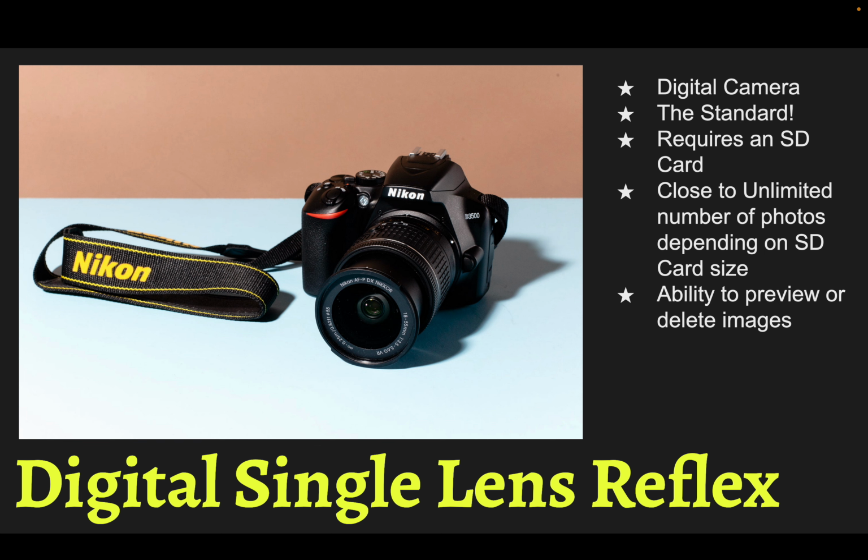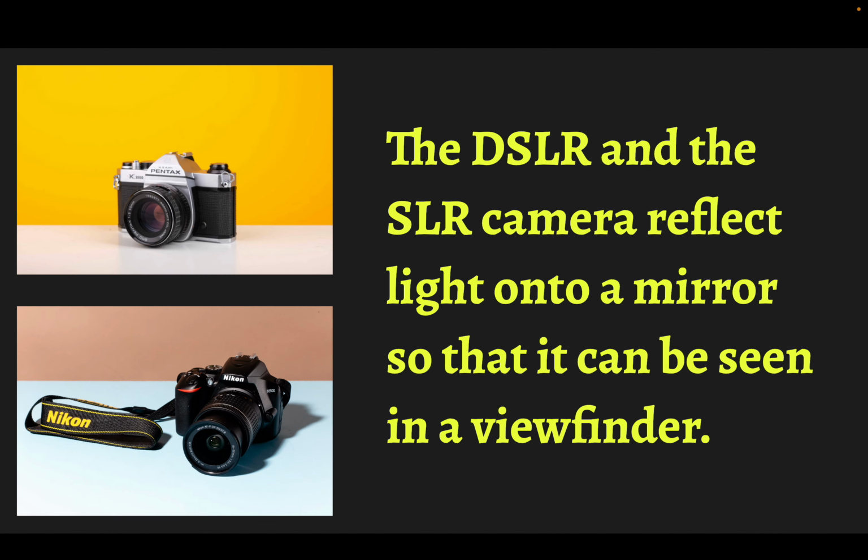You're able to see where you've made mistakes. You're able to fine tune things. You're able to store so many images, not just 36 images. So it was really a great, amazing technology that really paved the way for the different technologies that we have today. And the DSLR and the SLR camera, they are similar because they reflect light onto a mirror so that it can be seen in a viewfinder.